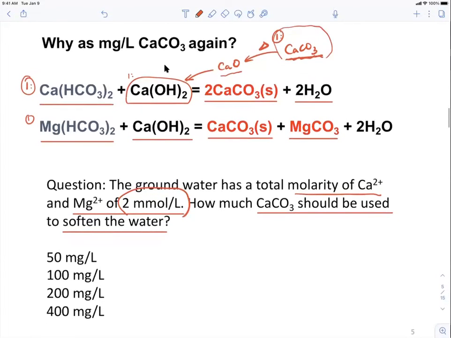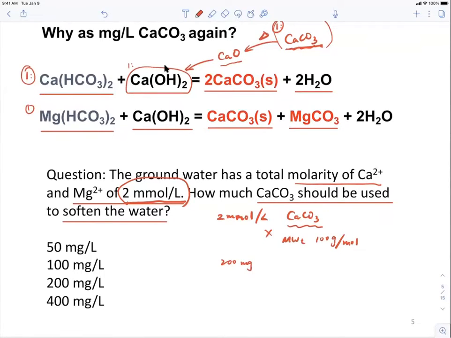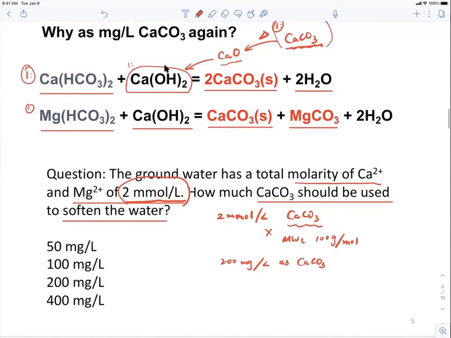So because of that, if you have 2 millimole per liter of the calcium carbonate, right? And then we know that the calcium carbonate has a molecular weight of 100 gram per mole, right? So if you multiply these together, that's going to be 200 milligram per liter as calcium carbonate. Okay, so this is the reasoning behind this. So we need a 1-to-1 ratio between the calcium and magnesium ions.